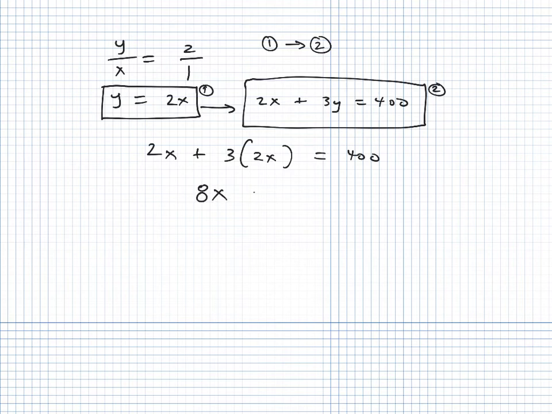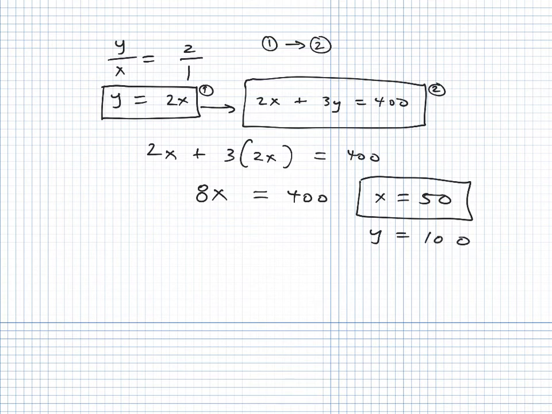Gather up some terms here in our next step. So 8x is equal to 400. So x has got to be equal to 50. And y is going to have to be equal to 100, since y is equal to 2 times x. And again, following convention, I'll just put the asterisk next to those values indicating that those are in fact optimal values.